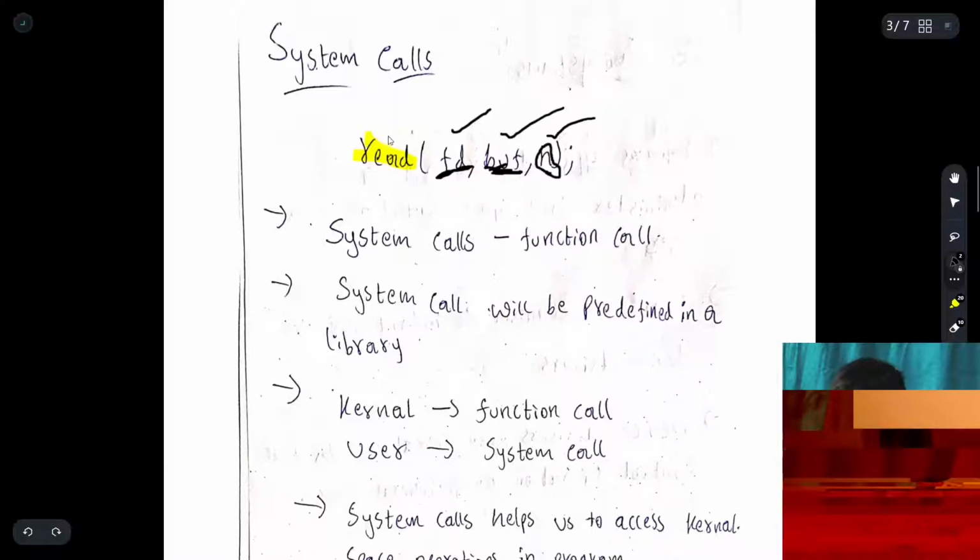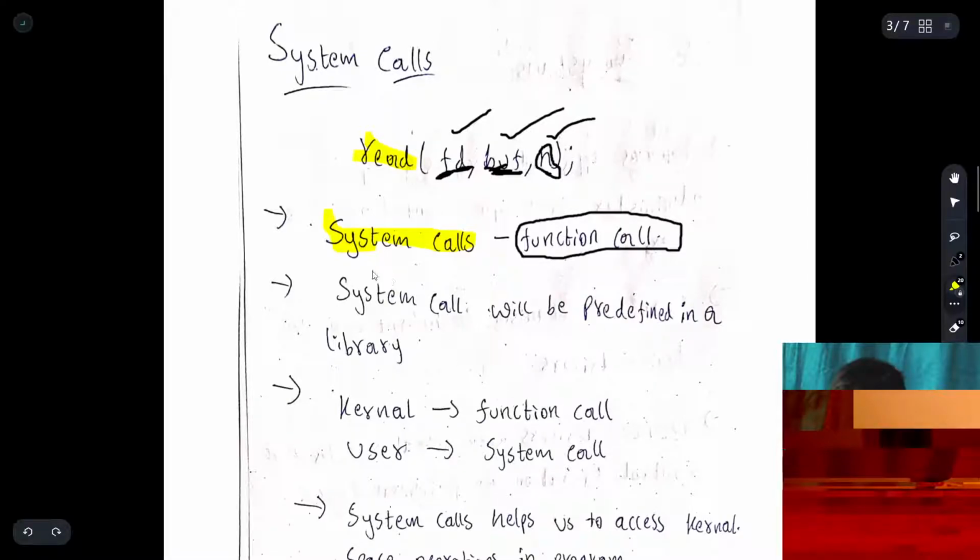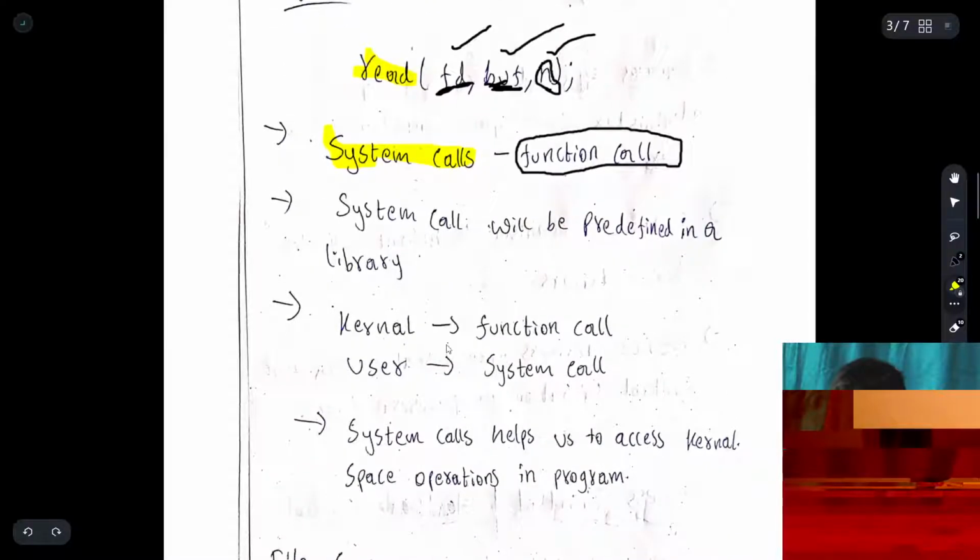So the kernel plays a major role in executing every system call. The kernel decides the file descriptor, the kernel gives the buffer value, and the kernel receives the data from the user. So a system call is nothing but a function call. It is a function call in the case of the kernel, whereas it is a system call in the case of the user interface, the kernel interface. System calls are predefined in a library. With the help of the kernel it is known as a function call, whereas in the case of the user it is known as a system call, as I said before in the second point.